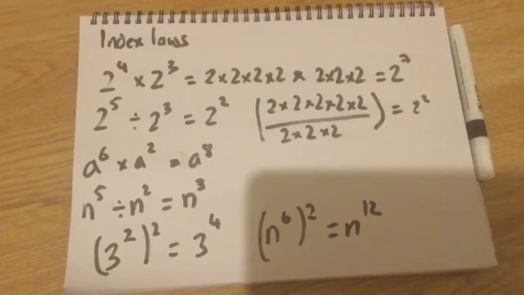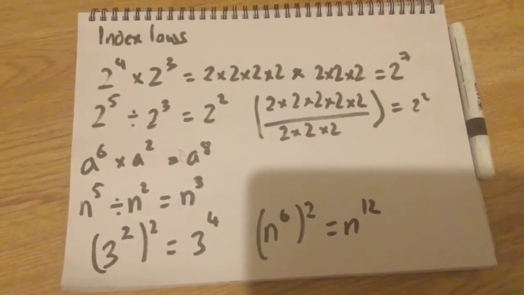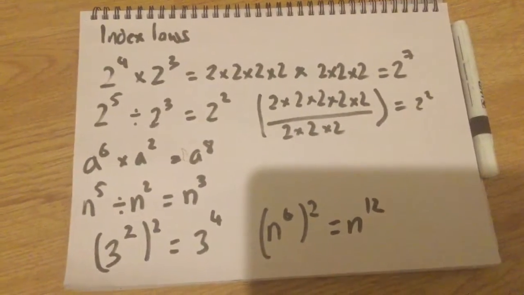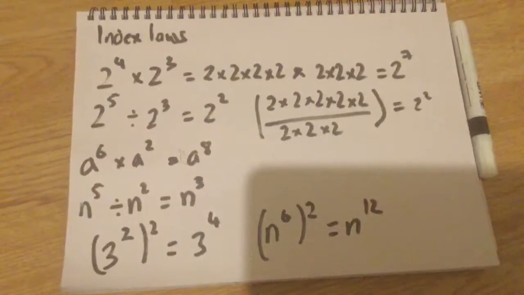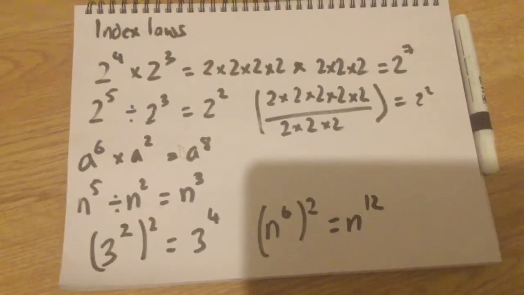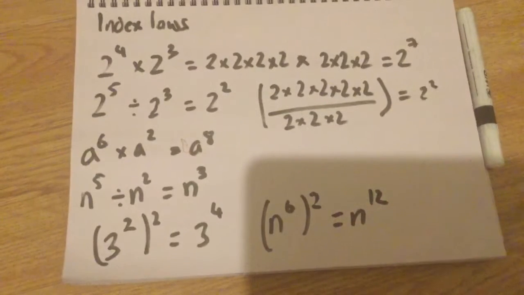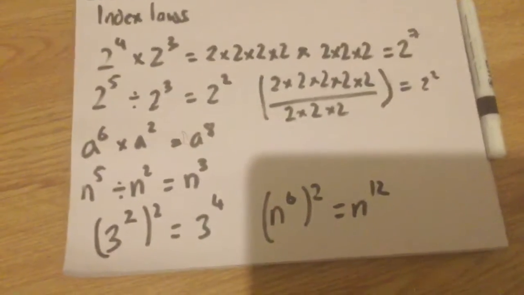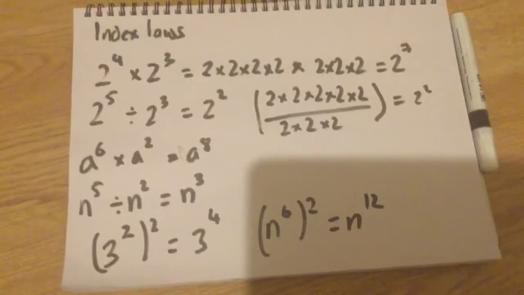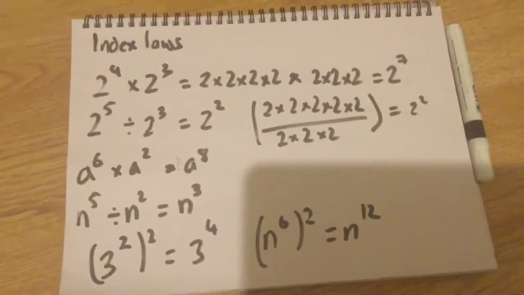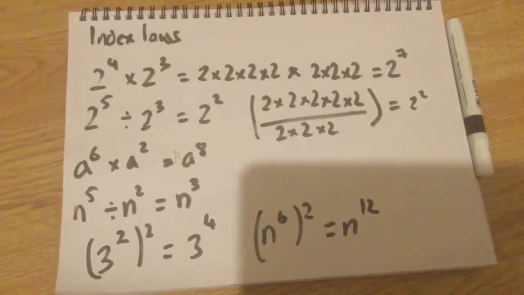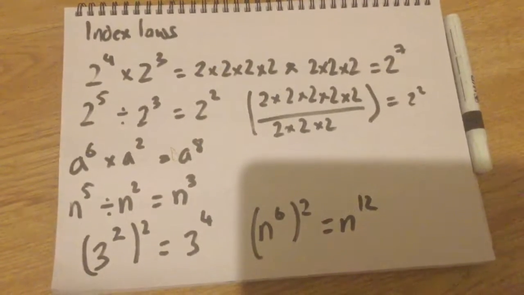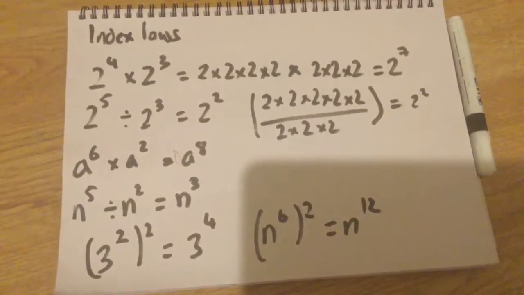So, is there anything unusual? Anything that you might not use the same pattern with? And yes, anything with a bracket, you just multiply the powers. Probably the more interesting one is n to the 6 times n to the 6, all squared. That's literally n to the 6 times n to the 6, and 6 add 6 is 12. So the quick way, you could just multiply what's inside the bracket and what's outside the bracket in terms of the power. Okay, hope that makes sense, and that's index laws.